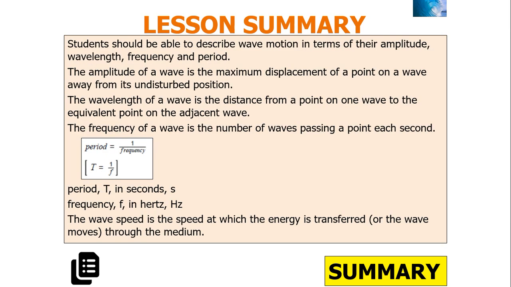And you should be able to describe wave motion in terms of amplitude, wavelength, frequency and period. Amplitude being the maximum displacement of a point on a wave away from its undisturbed position. The wavelength of a wave is the distance from a point on one wave to the equivalent point on the adjacent wave. And the frequency of a wave is the number of waves passing a point each second, where frequency is equal to 1 over time period, or time period is equal to 1 over frequency.